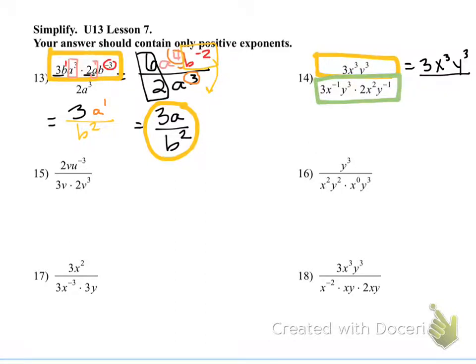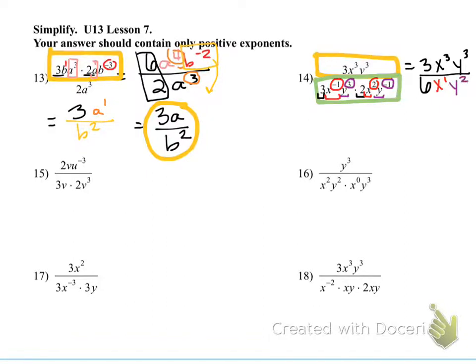Again, big numbers first. So 3 times 2 gives me 6. Then let's take a look at our first variable, which is x. I've got x to the negative 1 and x to the second power, or x squared. Let's add those together. Negative 1 plus 2 gets me x to the first power. Then we'll do the same thing with y. I've got y to the third power and y to the negative 1. Again, we are adding these two together, so 3 plus negative 1 gives me y squared.